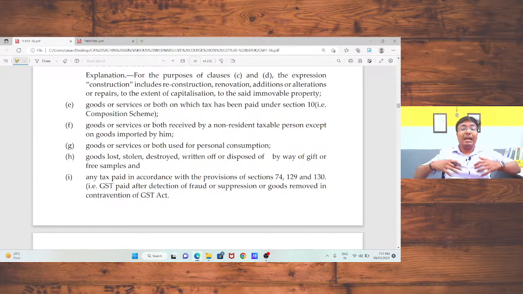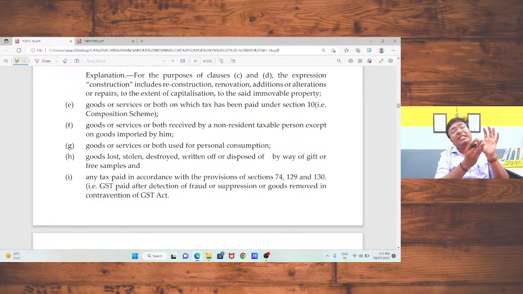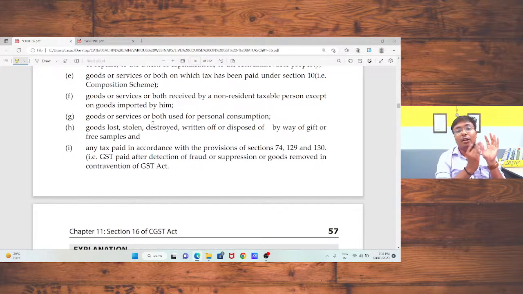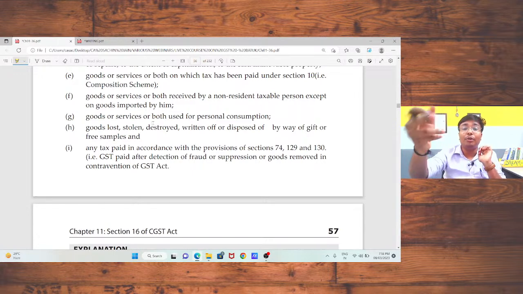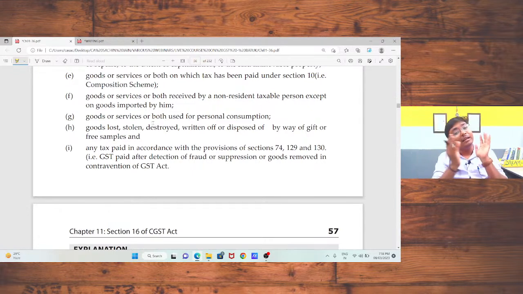If I am going to use any goods for my personal consumption, in that case, input is not allowed. I bought one fridge for my personal consumption. In that case, I am not eligible to take the input for my business purpose. But if that fridge is completely used in my business, in that case, input is allowed. If any goods are lost, stolen, destroyed, written off, in that case, input tax credit related to that product is not allowed. Sir, what is the reason? The reason is the same. On that lost product, you are not going to pay the output tax. Hence, you are not eligible to claim the input tax credit.